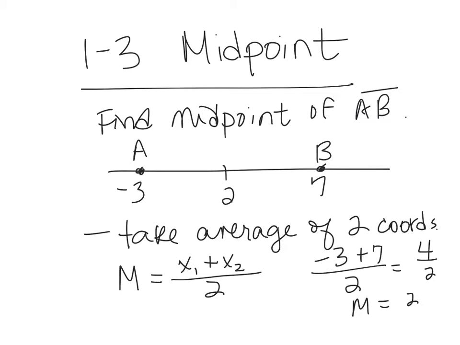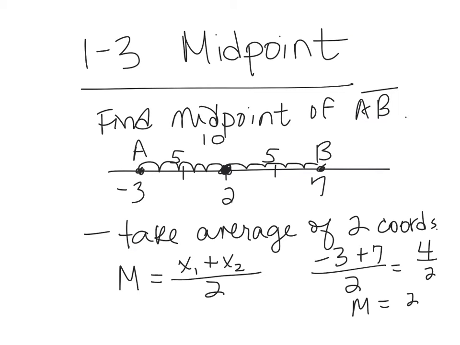Or we could find the distance between these two and count that much over, or divide that in half, count that far over, and see what the coordinate is there. Here we have -3 and +7, so that's 10 units long. So 5 units up is going to be at the 2. When you have a midpoint, it divides your segment into 2 congruent segments.